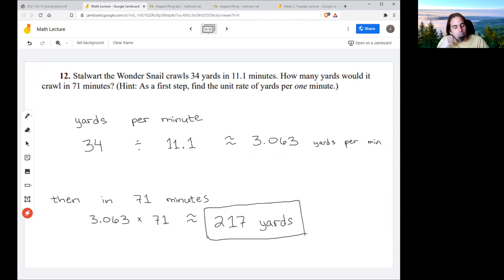Did anyone do something with a proportion and cross multiplying to solve this one? No answers. Okay, we haven't talked about that yet in class. So if you knew that from another math class, yes, you can do cross multiplying to solve this, but that's getting ahead of where we are. I'm not going to do that today.